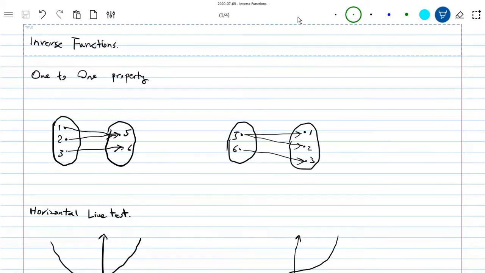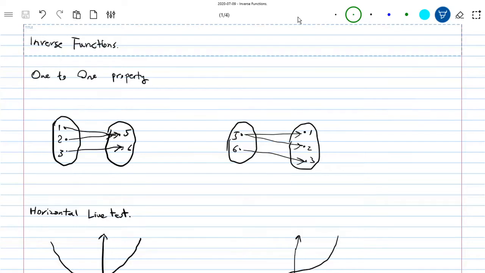Today's topic is inverse functions. So far we've discussed functions in detail. Today we're going to focus on inverse functions. First, let's look at what type of functions have an inverse and what the inverse does.